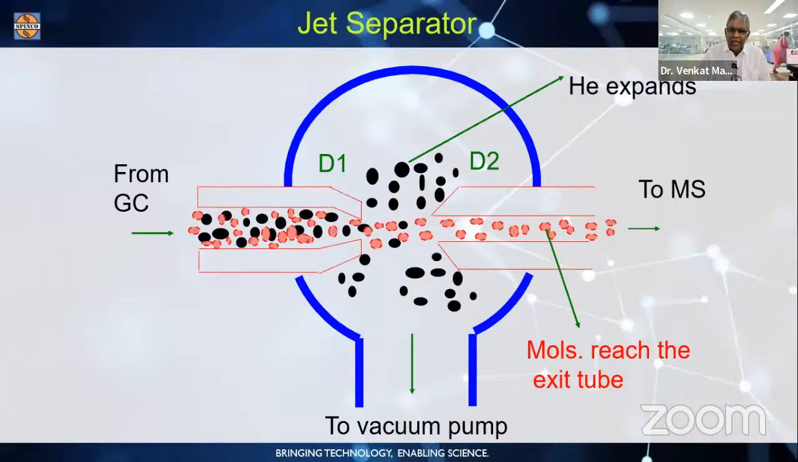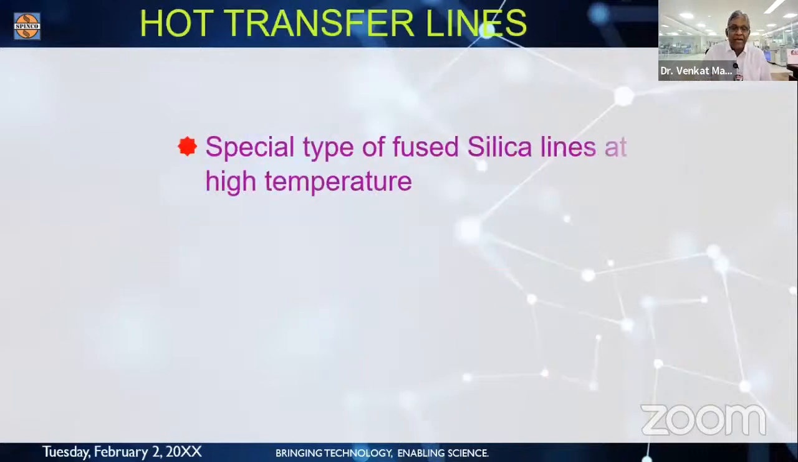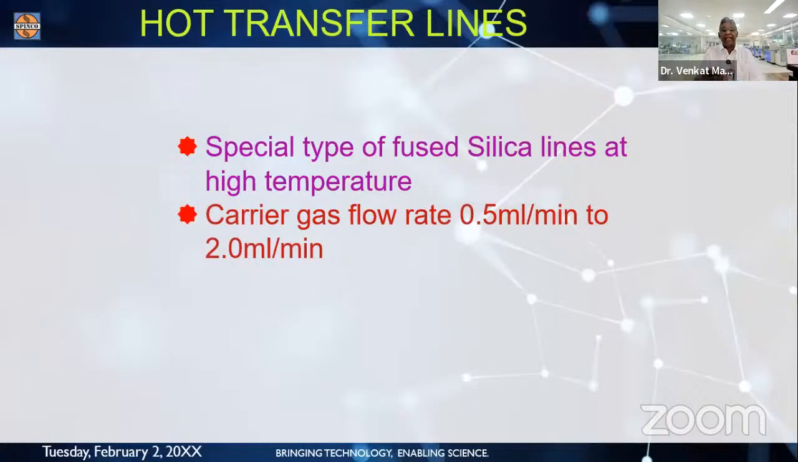Excellent. No, sir, I am using capillary GC. My column length is 30 meters, 40 meters, 60 meters. On the other hand, my flow rate is very, very small, 0.2 ml or 1 ml. What will I do? Very simple. Use hot transfer lines. What does it do? It is a special type of fused silica line kept at high temperature. The carrier gas flow rate will be very small. Straight away it can enter into the mass spectrometer.